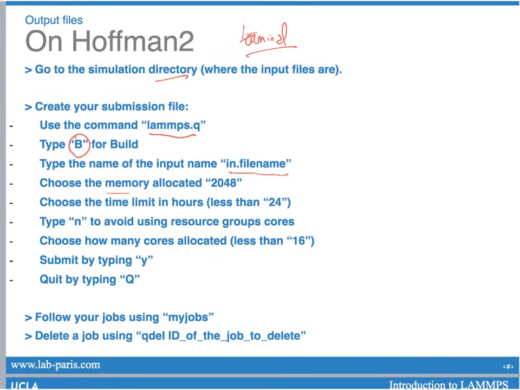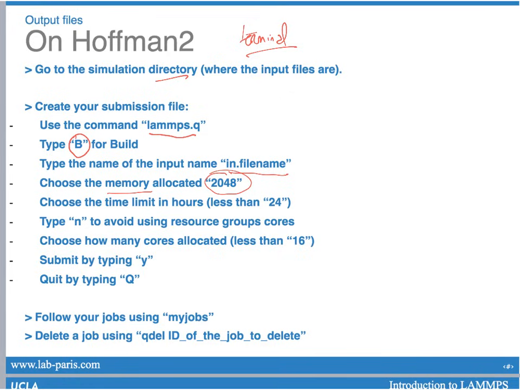You will need to choose how much memory you want to allocate to this job. Here typically we always use 2048, but this might depend on each job. If you have a very large system that requires more memory, you might need to increase the memory that you request, but typically 2000 megabytes is the right number. Then you will need to choose how much time you want your simulation to run. So you always have to specify how much computing time you are asking for. It doesn't mean that it's the time that your simulation is going to take. It means that it's the time that you request on the cluster.